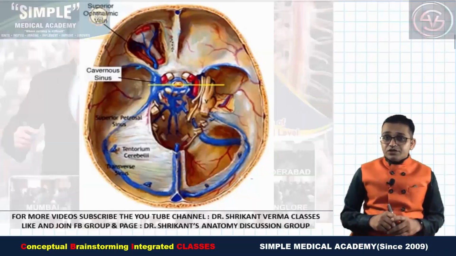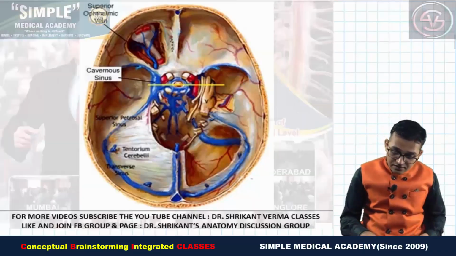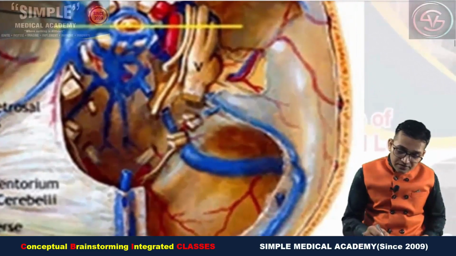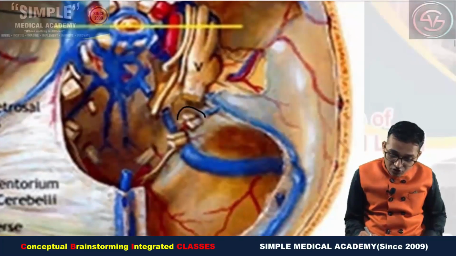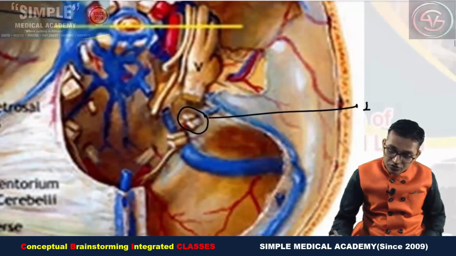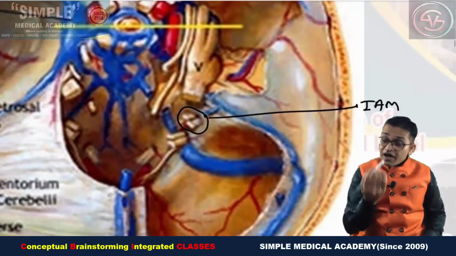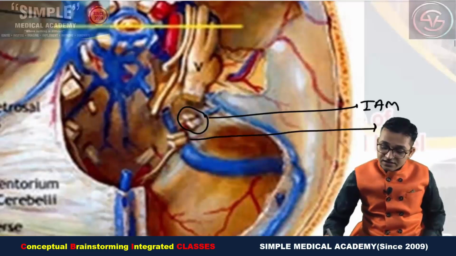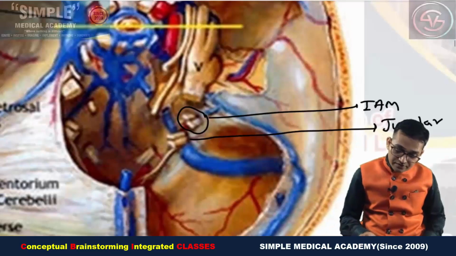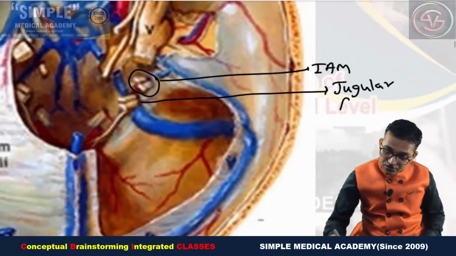Follow the same image. You can see that between the upper and the lower margin of the petrous part of the temporal bone is the internal acoustic meatus. Yes, this is the internal acoustic meatus. Just behind this internal acoustic meatus, there is one more foramen located. This is known as the jugular foramen. Yes, this is the jugular foramen.